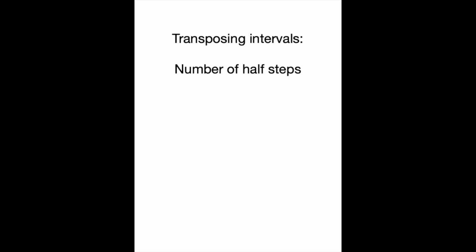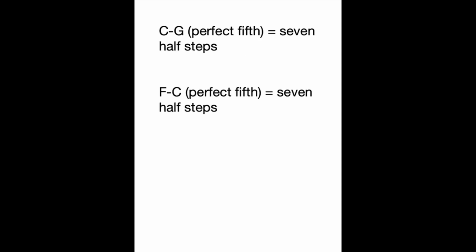For transposing intervals, you calculate the distance in terms of half steps and then replicate it in the new key. For example, C to G, which is a perfect fifth, is comprised of 7 half steps. If we were to instead start on F and count 7 half steps, we would get the perfect fifth interval F to C.